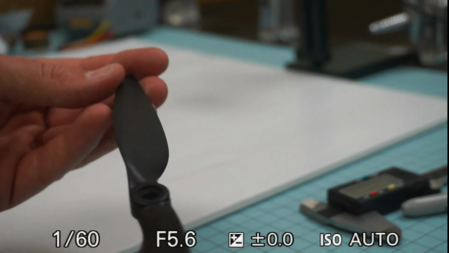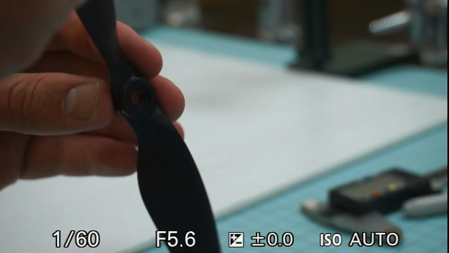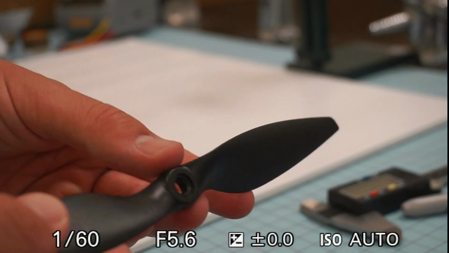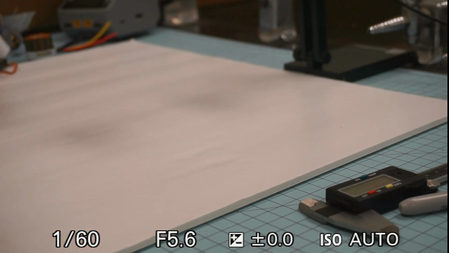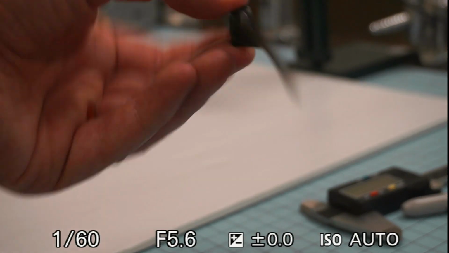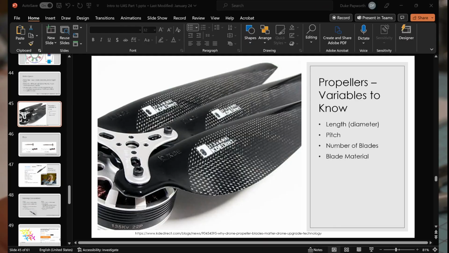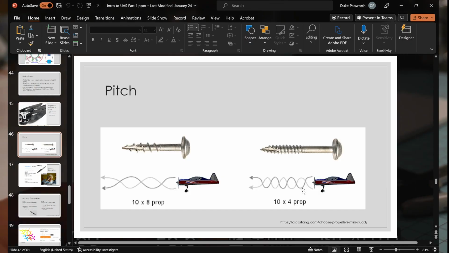And that is essentially the pitch of the propeller. As the propeller is spinning through the air, the pitch determines how much of a bite it takes out of the air as it's rotating. There's a little picture here I want to show you from the slideshow. On the left-hand side we have a 10 by 8 prop, and the right-hand side we have a 10 by 4 prop. So they're both 10 inches in diameter, for example. But the one on the left, the 10 by 8, has a higher pitch than the one on the right, which is a lower pitch. And you can think of it this way.